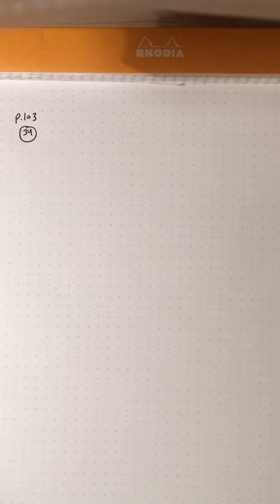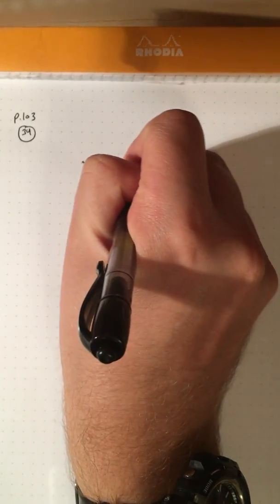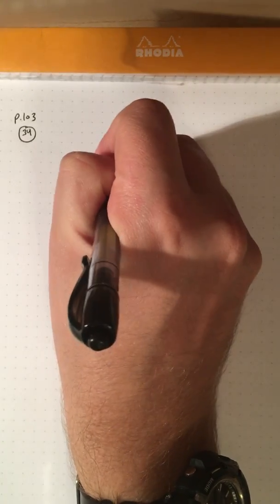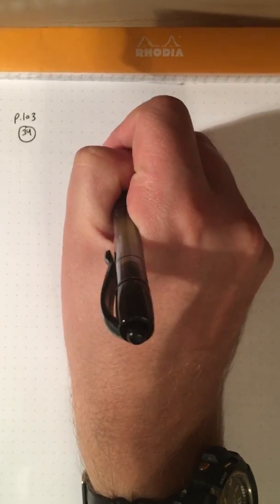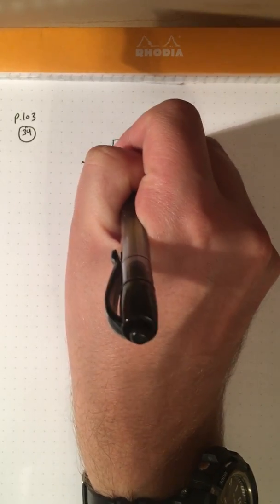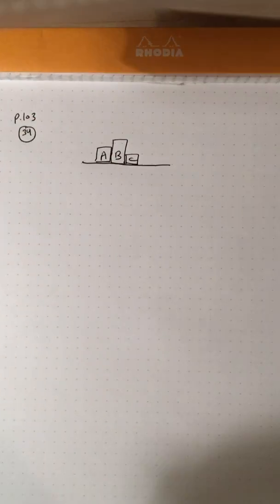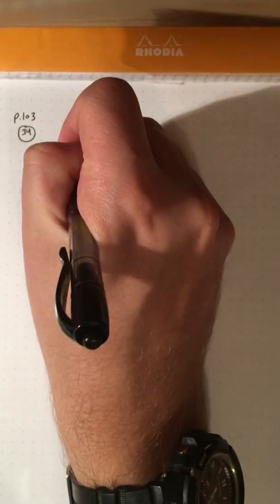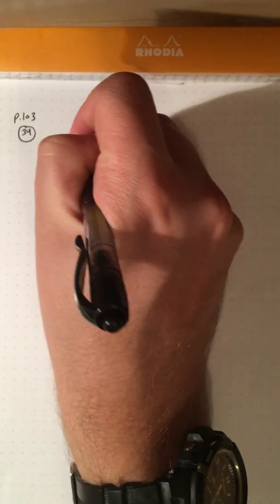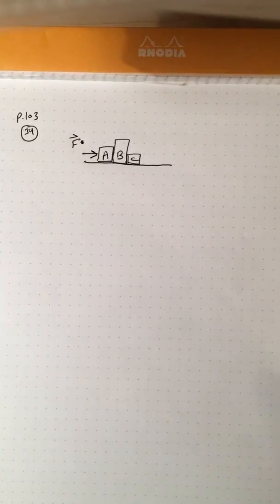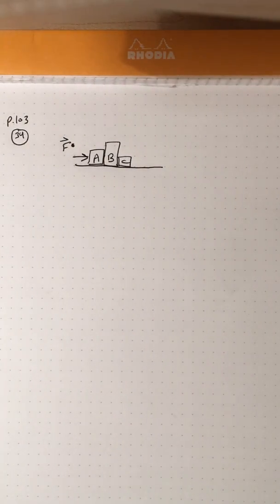Okay, so the idea on 34 is we've got three boxes on a frictionless surface, and we're calling them A, B, and C. And we are putting a force on it that your book is labeling F, and at least at first, it's not telling us what it is. It's just telling us that we're putting a force on it. Okay, let's go through this.